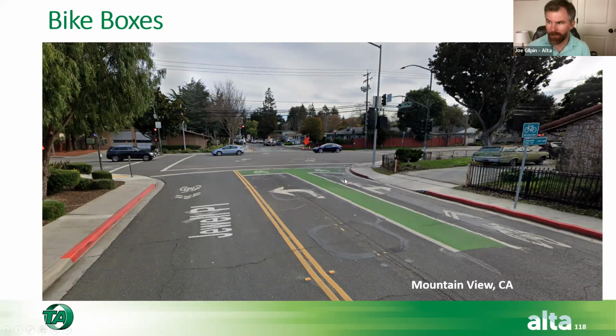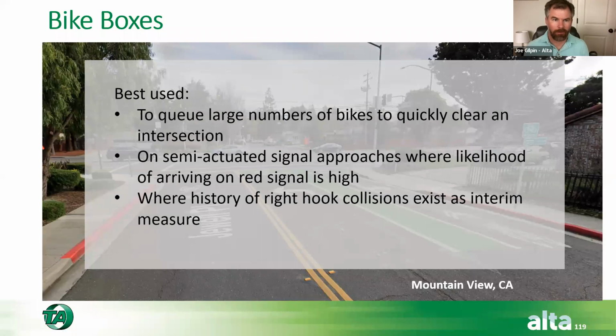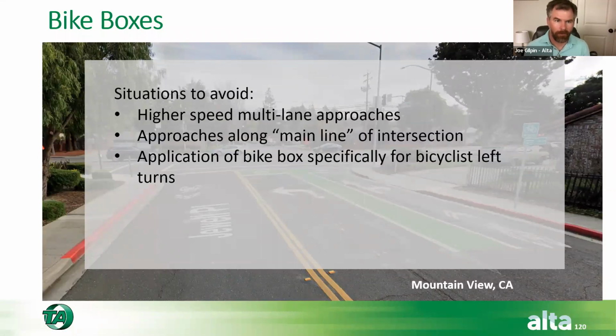If you wanted to go right here, we wouldn't ask you to get over into this bike lane. You would just stay in this lane and go right across the intersection. So those are things to think about also. And then I avoid the mainline intersections.